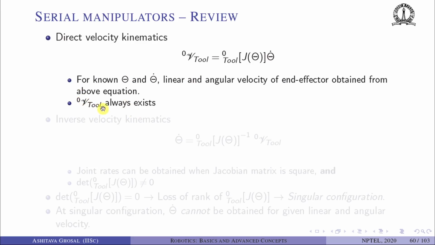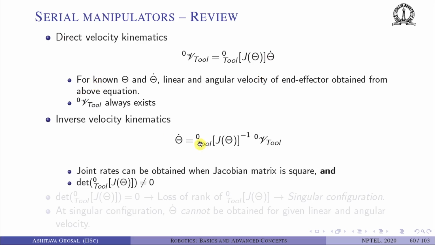And this 0 v tool always exists. Remember, this is not a proper vector, this is not a proper matrix, because part of the matrix contains meters per second or meters, and the bottom half, the angular velocity, is in radians per second.